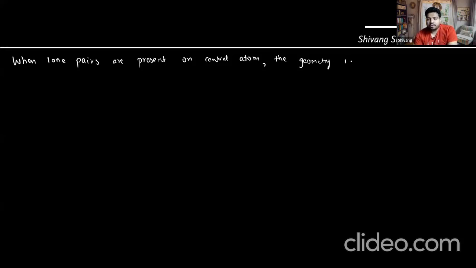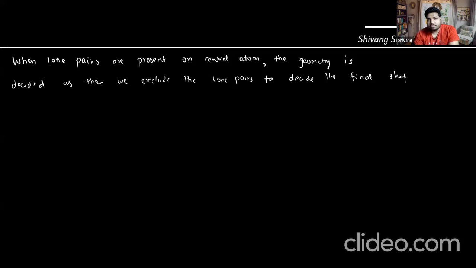Electron geometry is decided first, and then we exclude the lone pairs to decide the final shape.